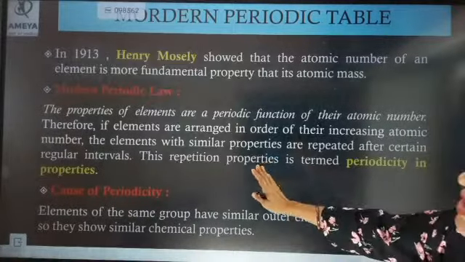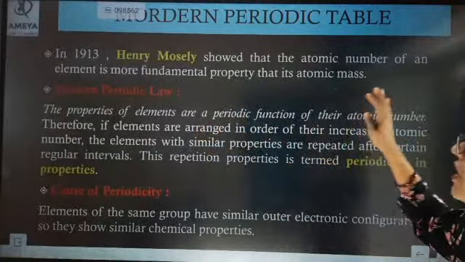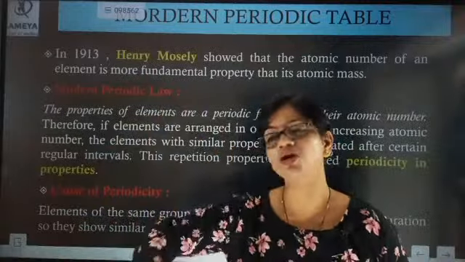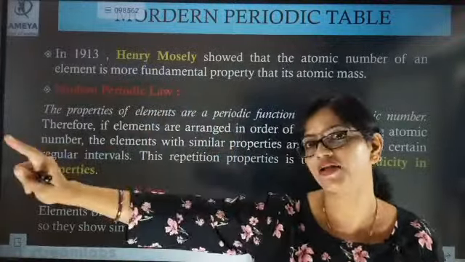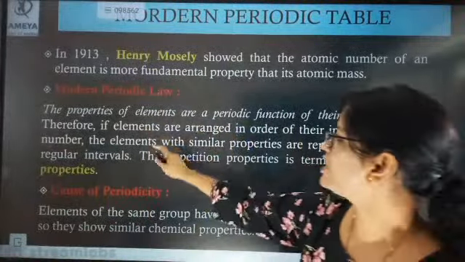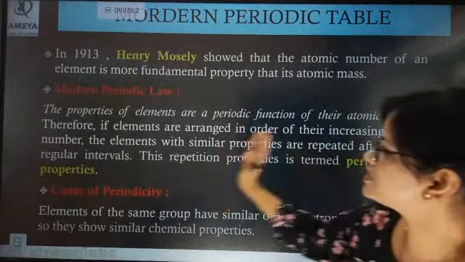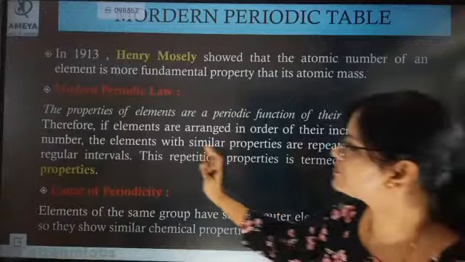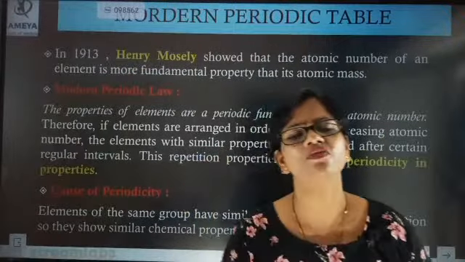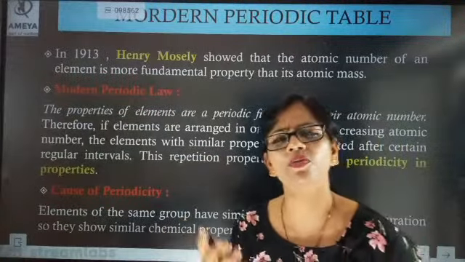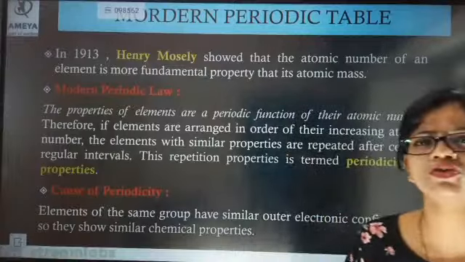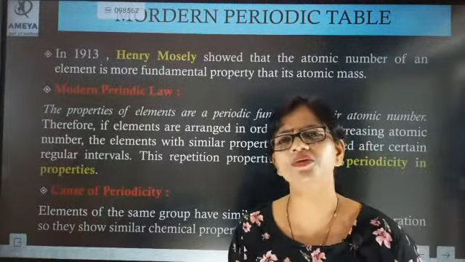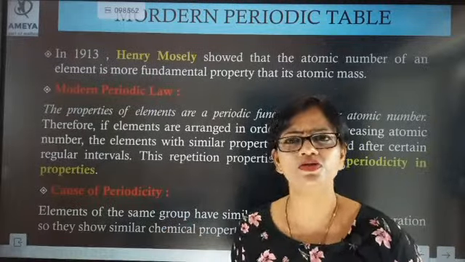The statement, I am reading it out: the properties of elements are a periodic function of their atomic number. Periodic function of atomic number, underline this part. If elements are arranged in order of their increasing atomic number, the elements with similar properties are repeated after a certain regular interval. This was given by Newlands also, by Dobereiner also, by Mendeleev also. So what is new about it? All three have said the same thing. Here the modern periodic table also says the same thing.